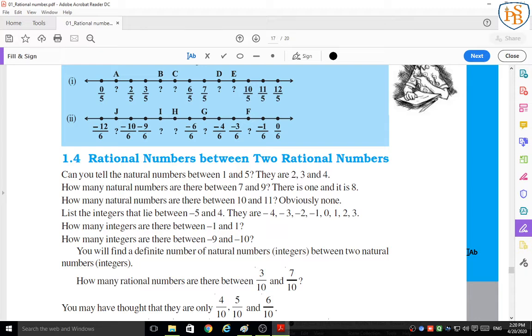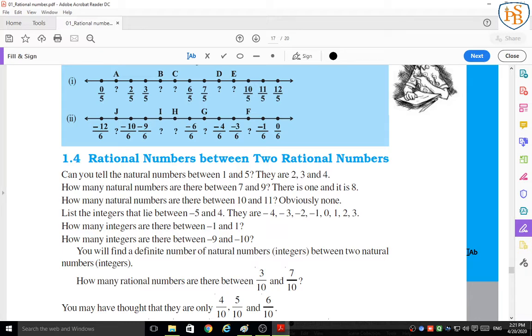Of course, after negative 5 they are negative 4, negative 3, negative 2, negative 1, 0, 1, 2, 3. Okay. How many integers are there between negative 1 and 1? Of course, only 0. How many integers are there between negative 9 and negative 10? Again, if we write negative 9.1, negative 9.2, these are not integers because integers do not have a decimal point. So obviously none. What will be my answer? None. You will find a definite number of natural numbers or integers between two natural numbers or integers.